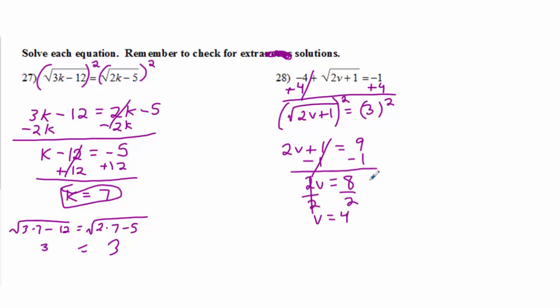We're going to go back and check our answer. So negative 4 plus the square root of 2 times 4 plus 1 should equal negative 1. So you can actually type this whole left side into your calculator and it'll tell you what the answer is. And it should be negative 4 plus 3, which is negative 1. So that means that this really is an answer, since negative 1 equals negative 1.